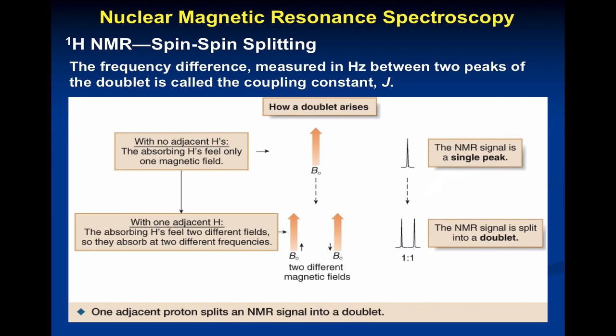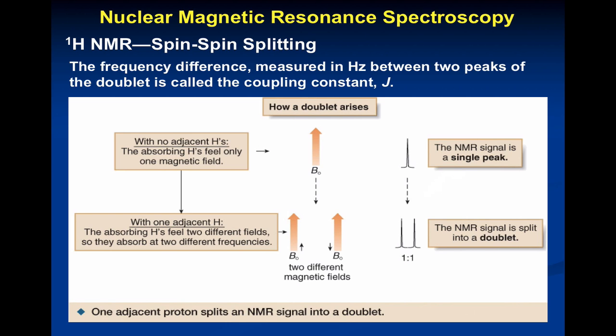However, if that hydrogen has neighbors, let's say it has a single neighbor next to it, meaning it will appear as a doublet, right? What really is that proton feeling? It's not just feeling B0. It's also feeling the magnetic field of its neighbor. And its neighbor can either be spinning up or down, right?